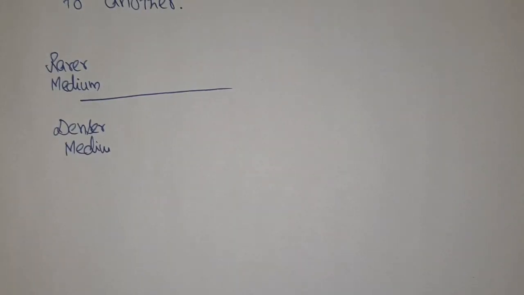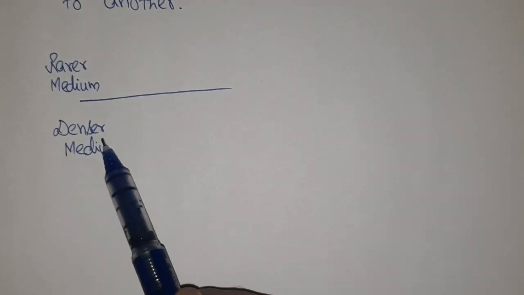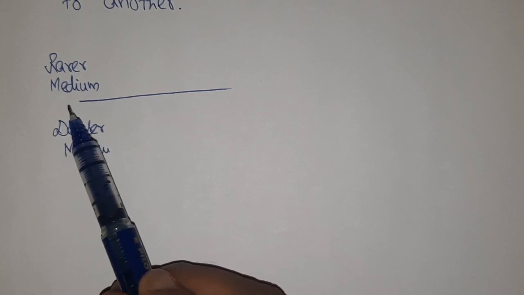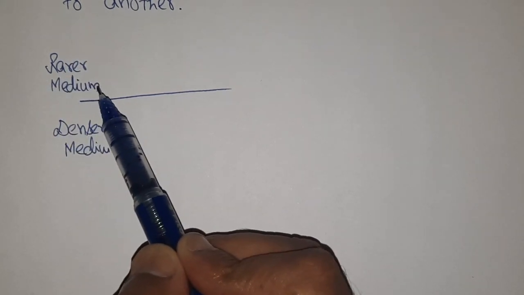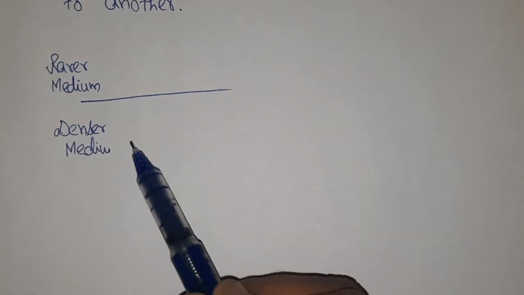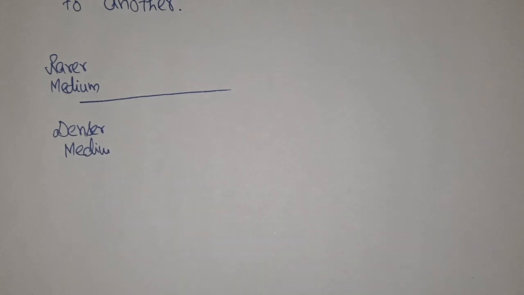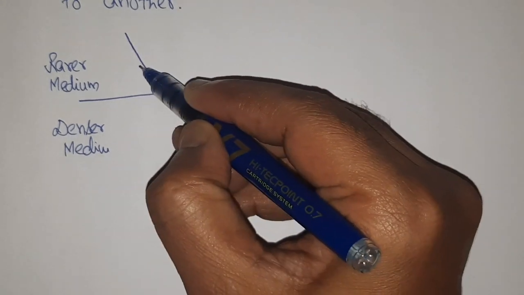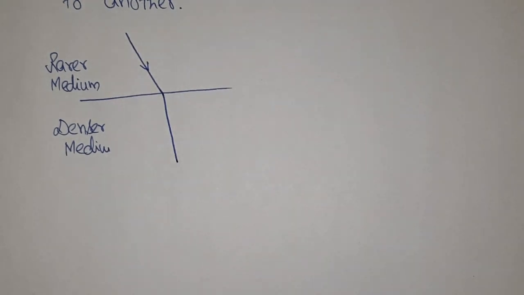At that time, to define the nature of medium, you were using these terms: rarer medium and denser medium. Basically, if we define it accurately, rarer medium means optically rarer medium, and denser medium means optically denser medium. Okay? And you used to say that when the light goes from rarer to denser medium, it goes towards the normal.